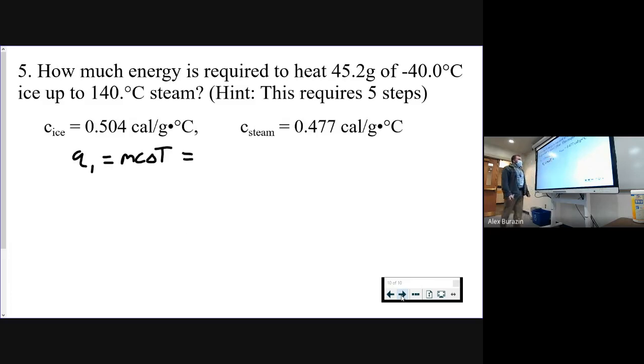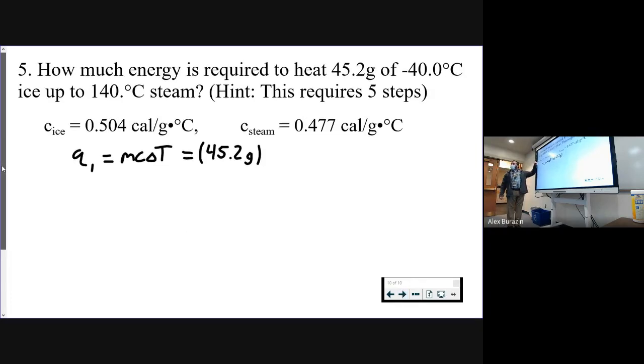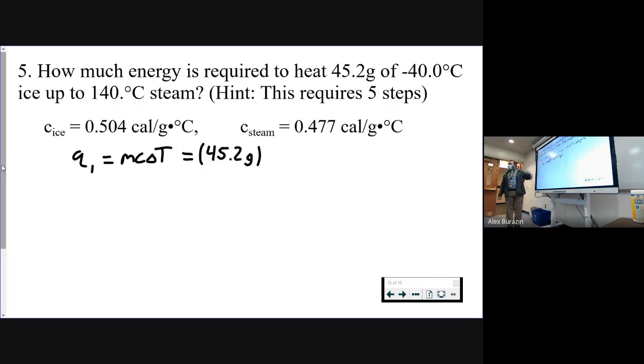And what's my mass? 45.2 grams. What's my specific heat capacity of ice? Yeah, I gave that to you. It's different than liquid water. I warned you about that yesterday. Now, I could have been mean and not given that to you, but I'm feeling nice. There it is. 0.504 calories per gram times degrees Celsius.